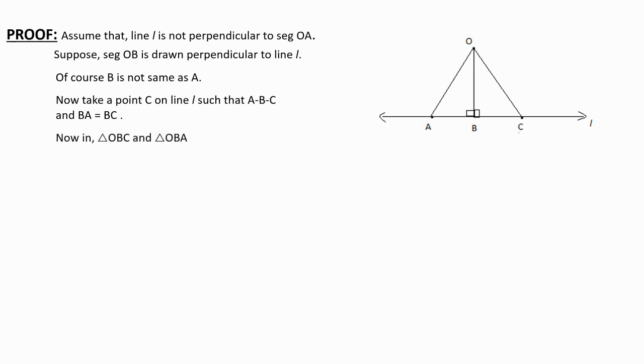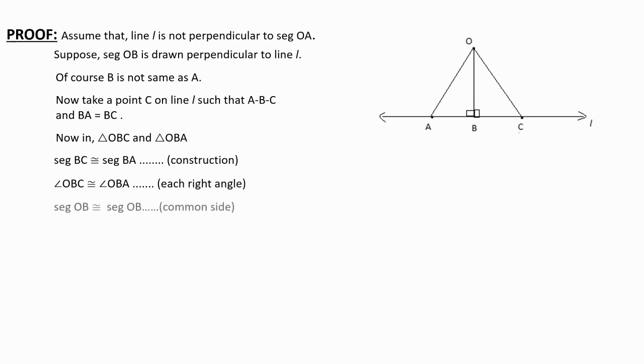Now, in triangle OBC and triangle OBA, segment BC is congruent to segment BA by construction. Angle OBC is congruent to angle OBA as each of them is a right angle. Segment OB is congruent to segment OB as it is a common side in both triangles. Therefore, triangle OBC is congruent to triangle OBA by SAS test. Therefore, OC is equal to OA.